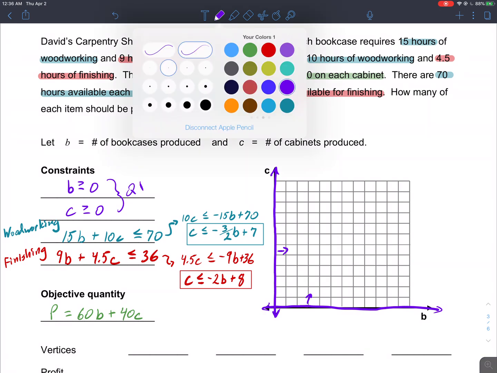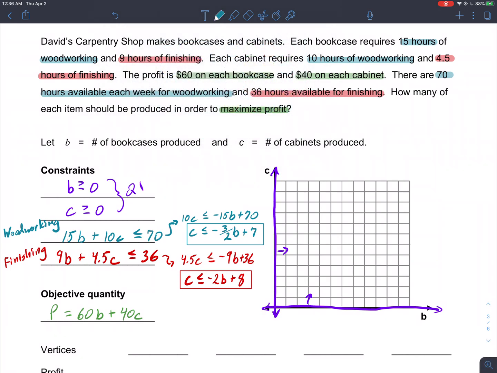Now, the third one, the woodworking: C is less than or equal to, I'm just going to say each one of these boxes is 1. So 1, 2, and so on, 3, 4, 5, 6, 7 is here. I'm going to go down 3 and over 2, down 3 and over 2, and that gives me a line that looks like this. And it is supposed to be graphed under that line because of the less than or equal to. I'm constrained now to this little triangle.